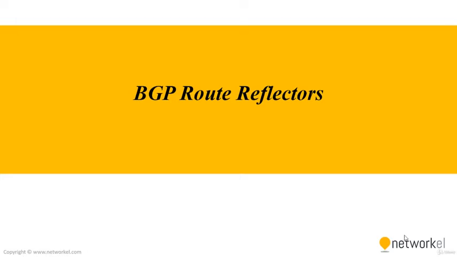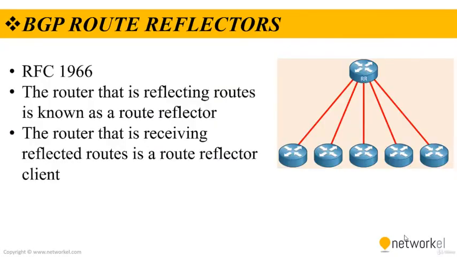In this section, we will talk about BGP route reflectors. So RFC 1966 introduces the idea that an IBGP peering can be configured so that it reflects routes to another IBGP peer. The router that is reflecting routes is known as a route reflector, and the router that is receiving reflected routes is a route reflector client.